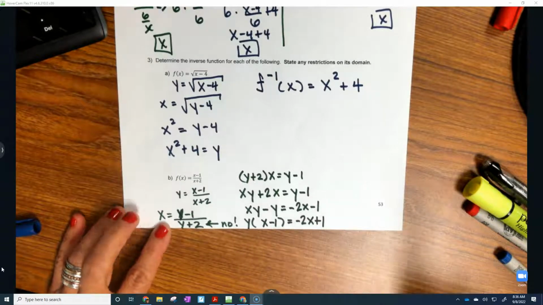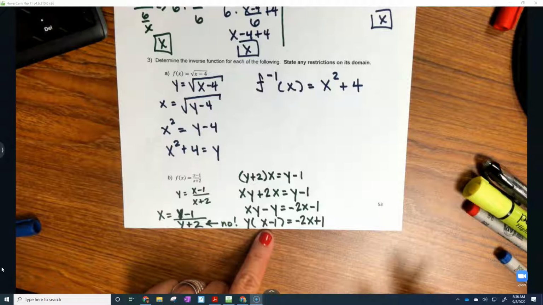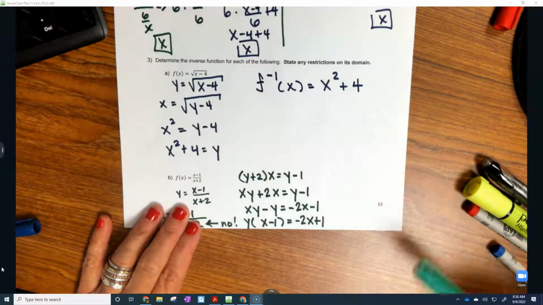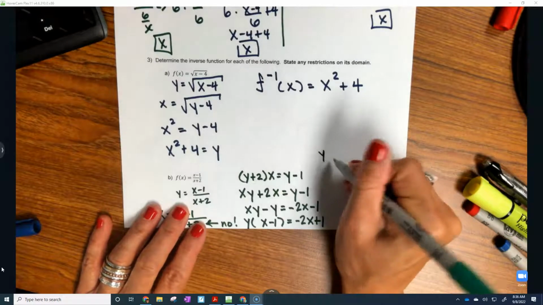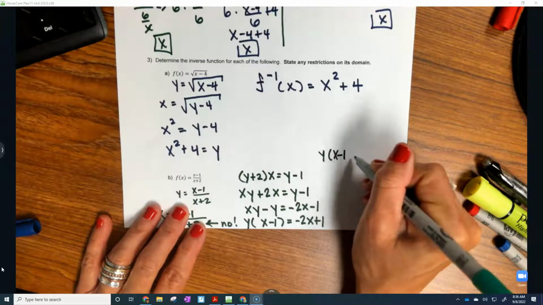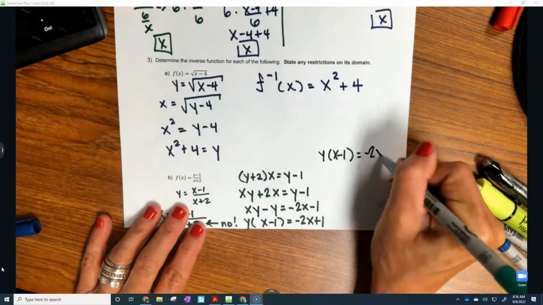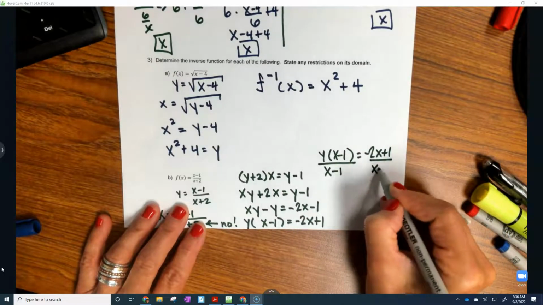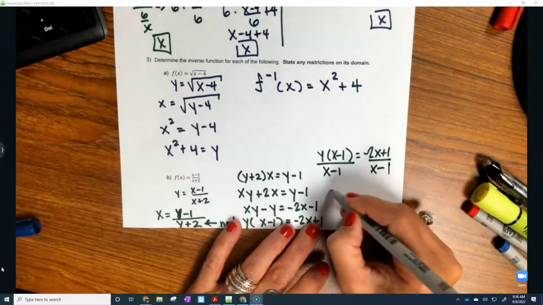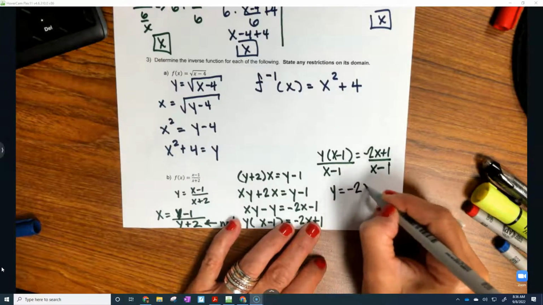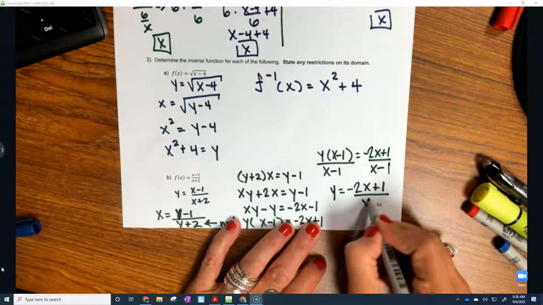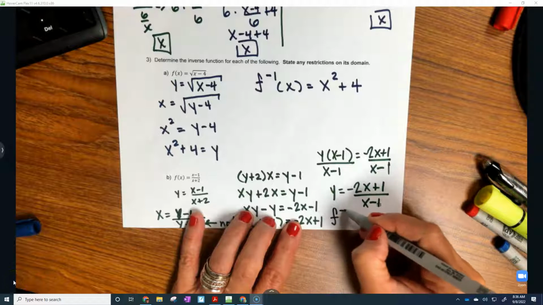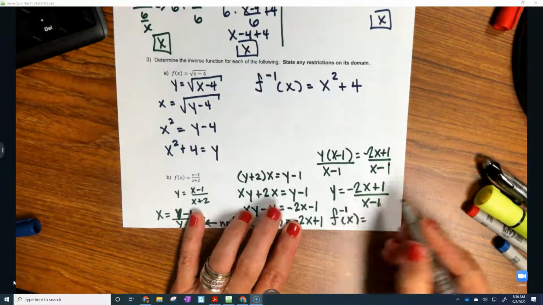We are almost done, guys. All I have to do is divide by that, and then y is going to be by itself. So when I divide both sides by x minus 1, I get y equals, hold on, let me show that I'm dividing because I want to make sure you guys are good on that. All right, those cancel. Now we have y all by itself. And remember, we do need to write it in function notation. Don't forget your -1.